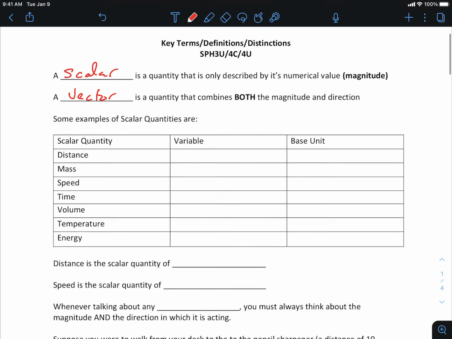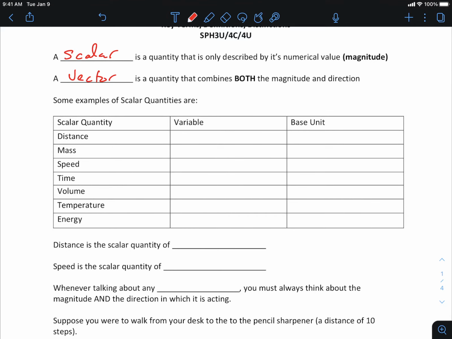And just to contextualize that, a few of the scalar quantities that we know to exist would be distance, and its variable would look like just d, and its base unit will be in meters, just m. And then mass is also a scalar quantity. It can be denoted with a little m or a capital M, and its base unit is going to be kilograms.